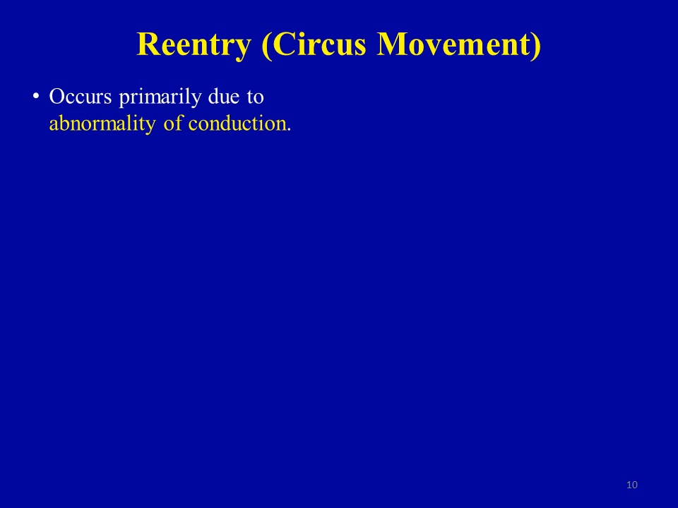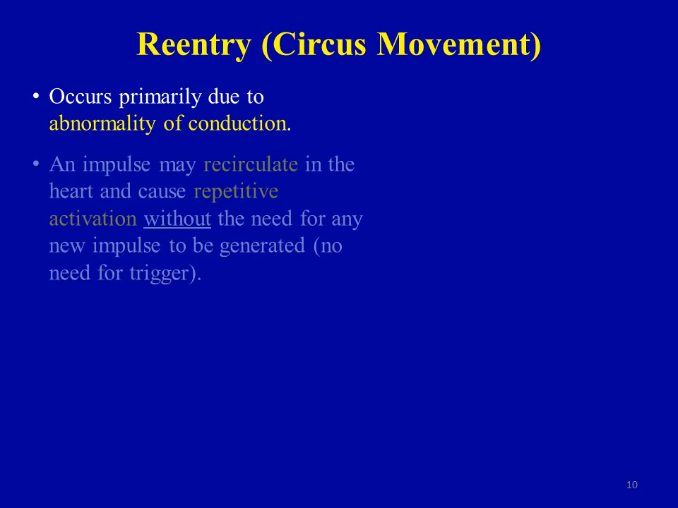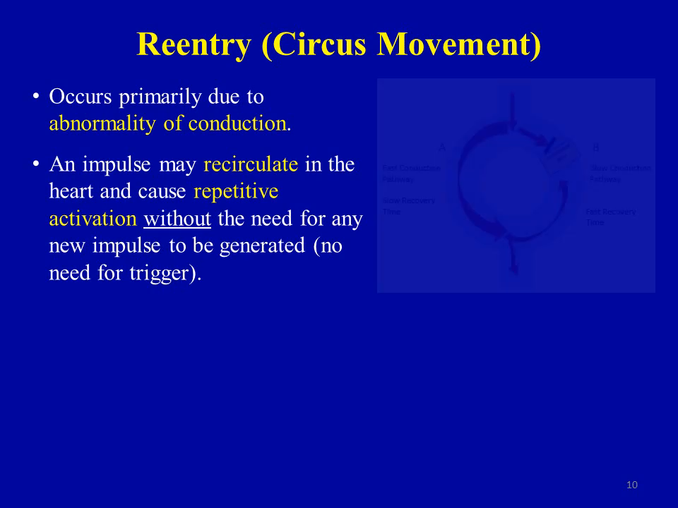Now let's talk about reentry or circus movements. They occur primarily due to abnormality of conduction. So this is under the abnormality of conduction as a possible mechanism for arrhythmias or tachyarrhythmias. An impulse may recirculate in the heart and cause repetitive activation without the need for any new impulse to be generated, so no need for a trigger. So it is different from the triggered activity, in that here we don't need a trigger.